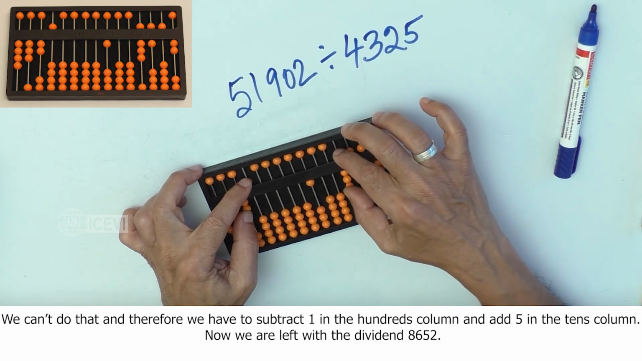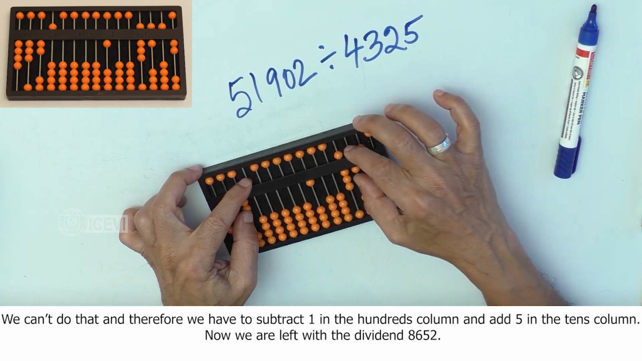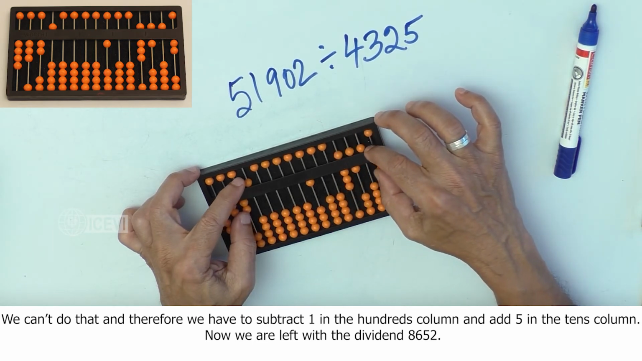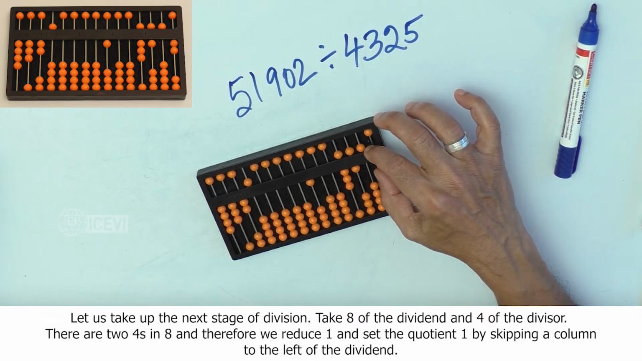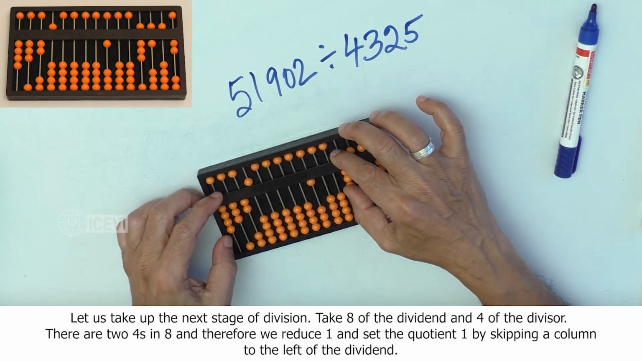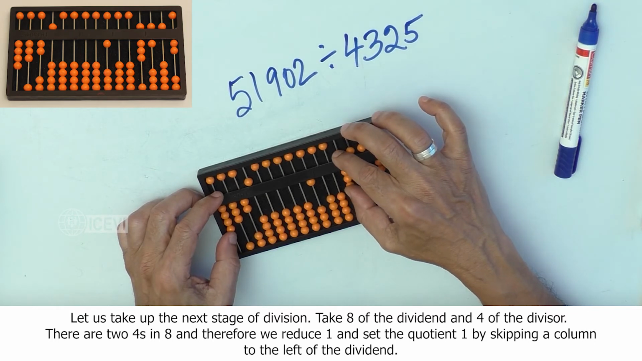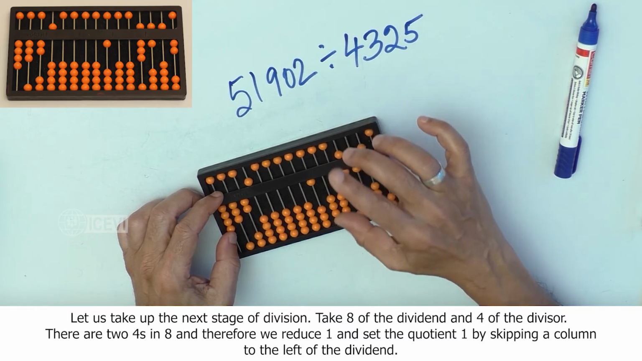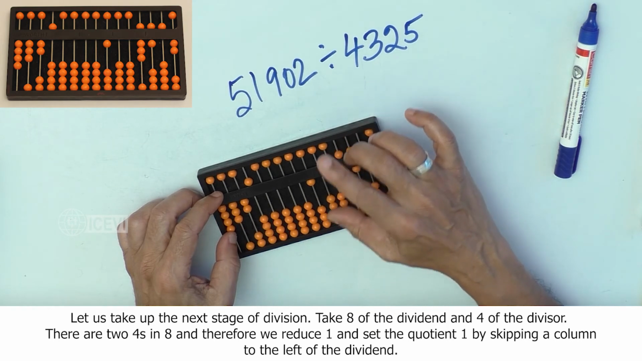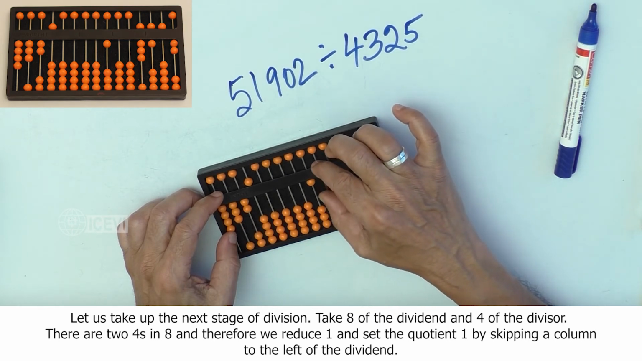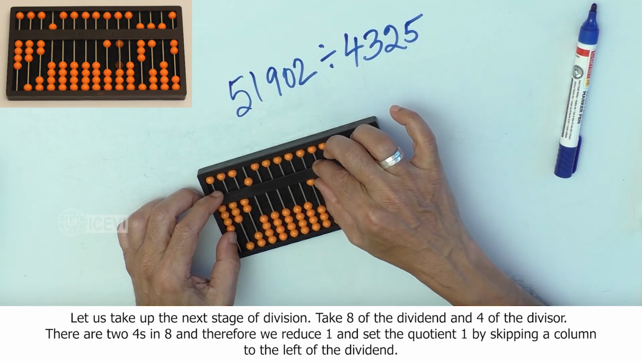Now we are left with the dividend 8,652. Let us take up the next stage of division. Take 8 of the dividend and 4 of the divisor. There are 2 4s in 8, and therefore we reduce 1 and set the quotient by skipping a column to the left of the dividend.